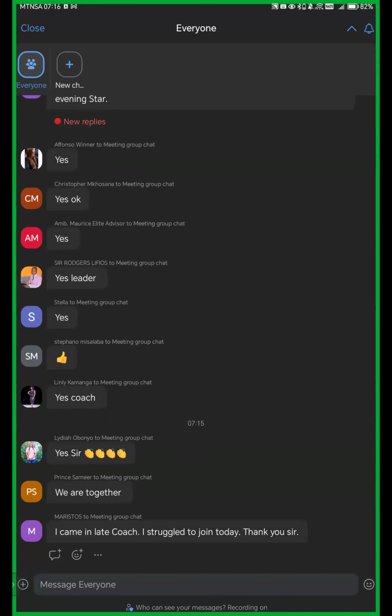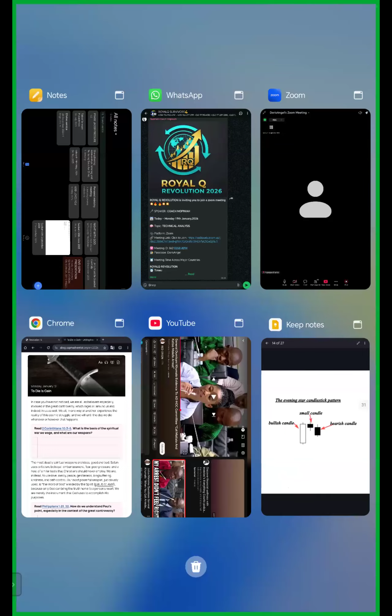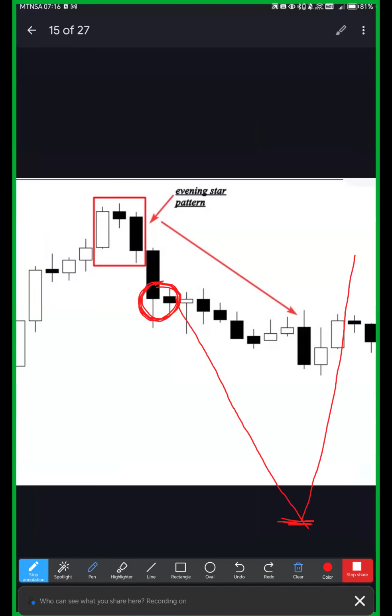So that was the evening star chart pattern. All right, so let's proceed and look at another type of chart pattern. The evening star and the morning star, we are done with them. Here is how they may look. This is how the combination appears when you go to your trading view.